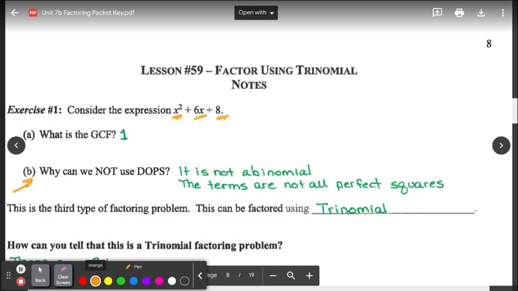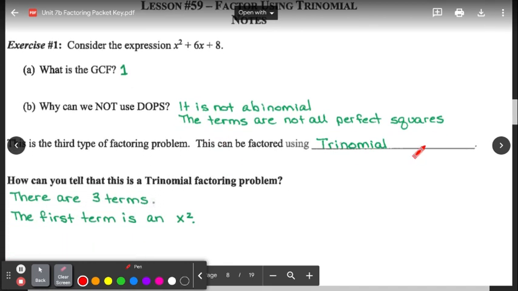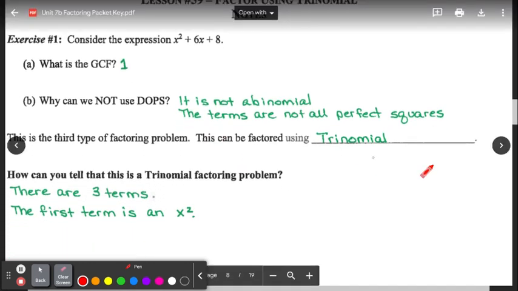It's not that's two words, binomial. There's not two terms. There's three. And those numbers are not perfect squares. Actually, the only thing that's a perfect square is the x squared. Get rid of all my scribbles. So this is a third type of factoring problem. It can be factored using the trinomial method.